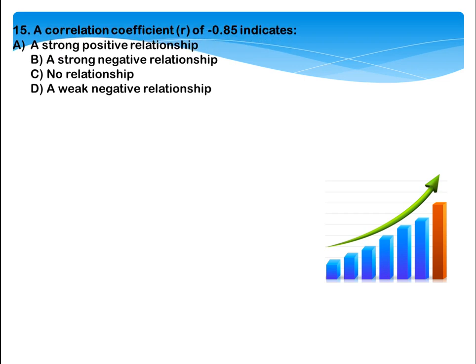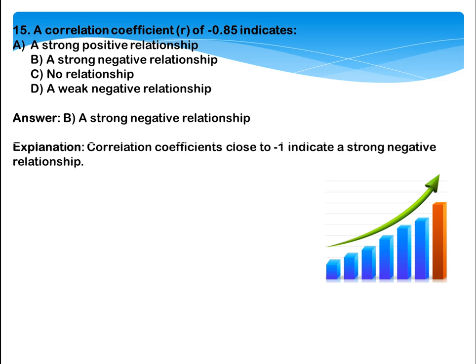15. A correlation coefficient, r, of -0.85 indicates: A. A strong positive relationship. B. A strong negative relationship. C. No relationship. D. A weak negative relationship. Answer: B. A strong negative relationship. Explanation: Correlation coefficients close to -1 indicate a strong negative relationship.